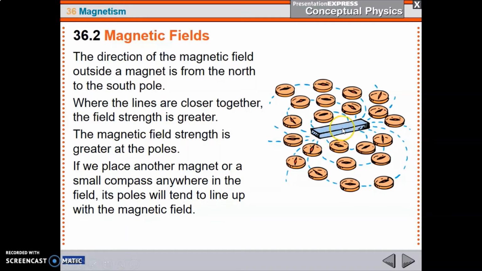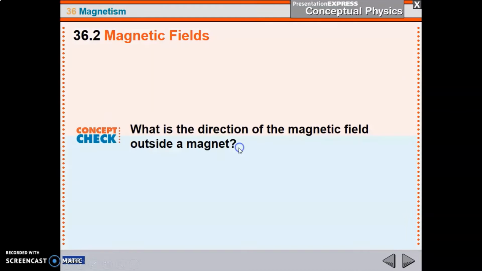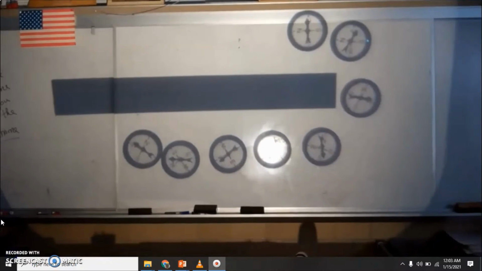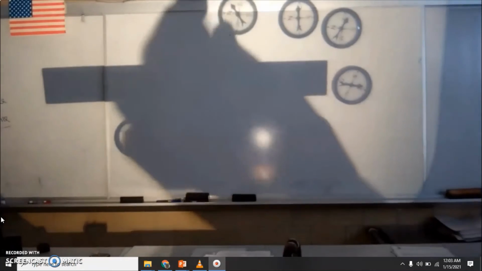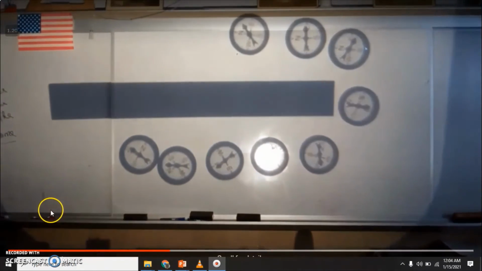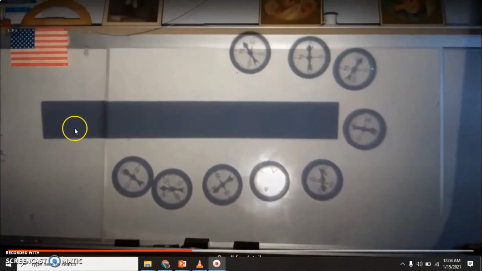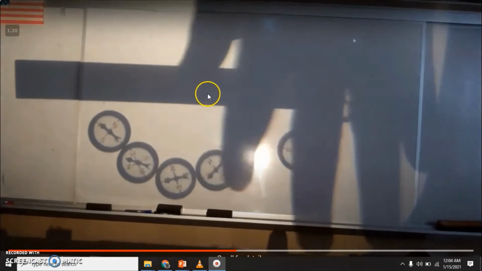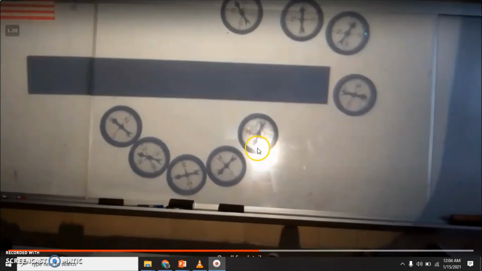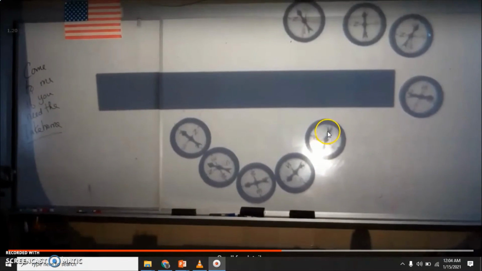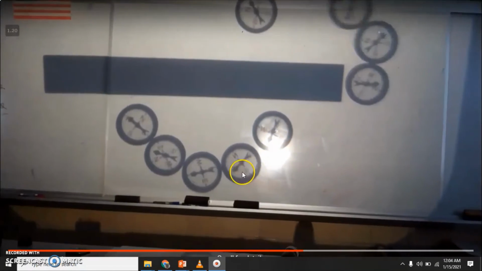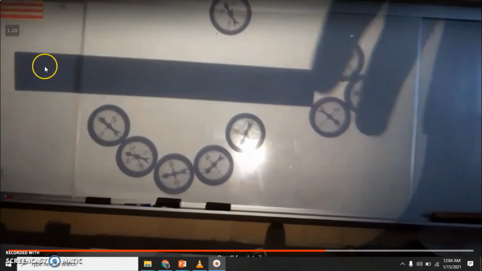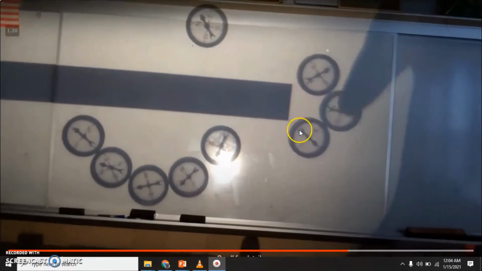So this is something I do in the classroom all the time. In fact, let's go find a video. I'm sure somebody's done it. Here we have a guy with an overhead transparency. He's got a bar magnet and then he's lining up these compasses around it. And you can see how all the compass needles are pointing towards the north. So that's the north side of the magnet, and this is the south.